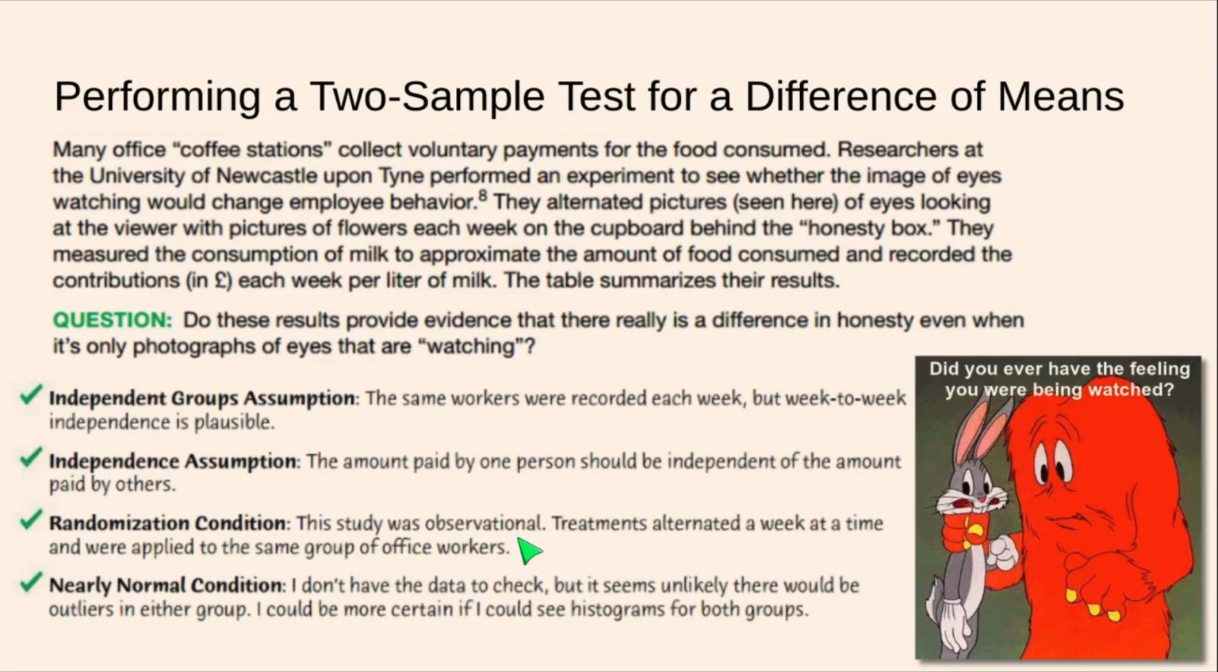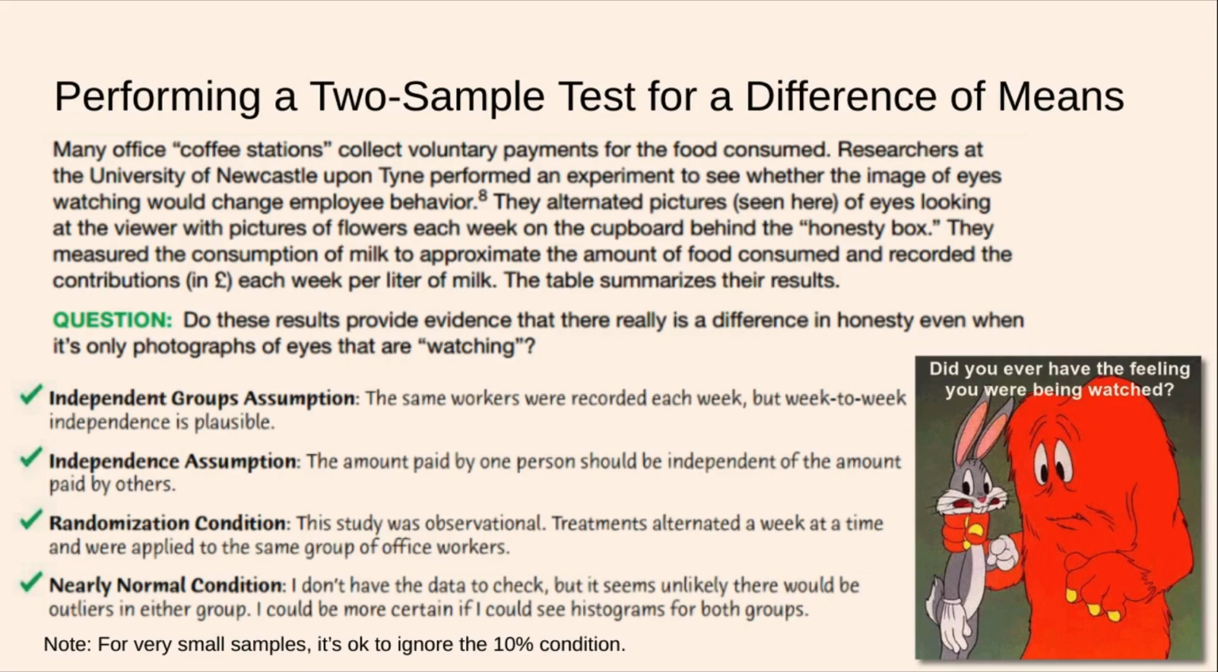You may have noticed the 10% condition is missing. Well, if you notice, those sample sizes were 5 each. For very small samples, just like I've mentioned before, it is okay to ignore the 10% condition. Nearly normal condition. This is the most suspect condition that we are checking here. I don't have data to check, but it seems unlikely there would be outliers in either group. No coffee hogs here.